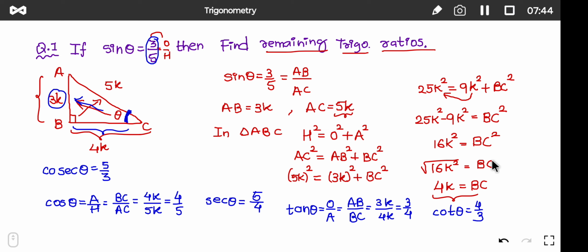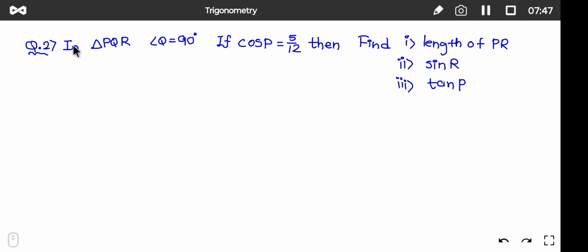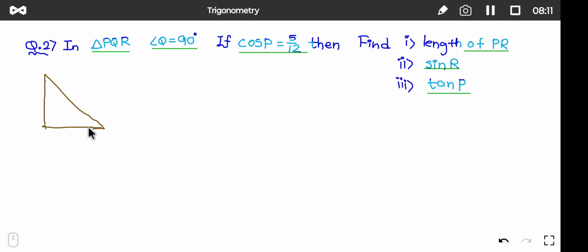Look at the next example. The question is: in triangle PQR, angle Q is equal to 90 degrees. If cos P is equal to 5 by 12, then find the length of PR, sin R value and tan P value. So let's draw the triangle first. In this triangle the name is given PQR. If you draw the right angle triangle PQR, the right angle is given at Q. So Q is here, let's say P is here and R is here. So PQR, this is a right angle triangle.